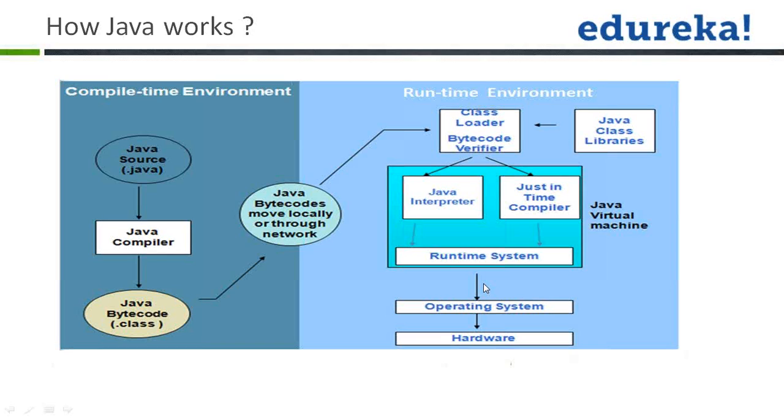Now it will check the bytecode. It will decide whether it could be entered, whether it could be sent to the JVM or not. So that decision is made by the class loader and the bytecode verifier as a whole. They work together to decide this.